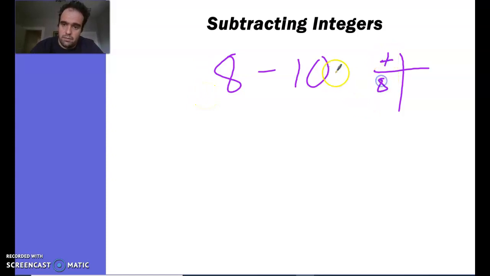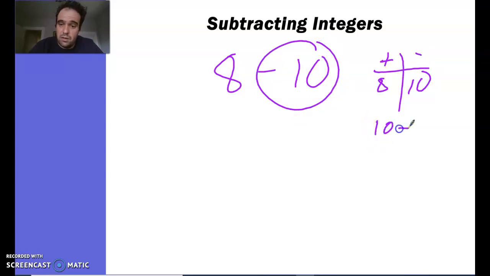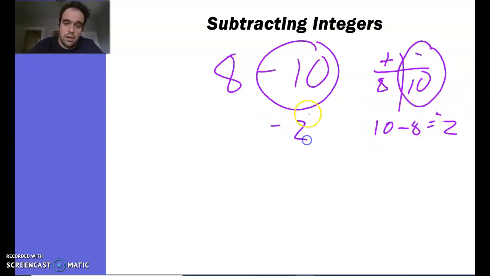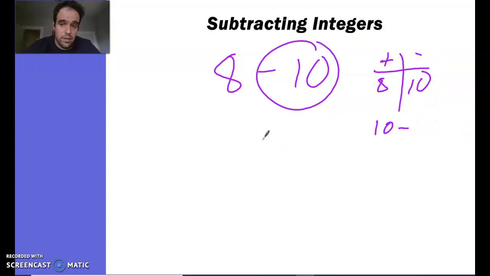So 8 is over there. 10 is negative. Because they're in different boxes, we do subtraction. 10 minus 8 equals 2. But here, negative is the winner. There's more of it. So our answer should be -2. Okay? That's option 1 for logic.